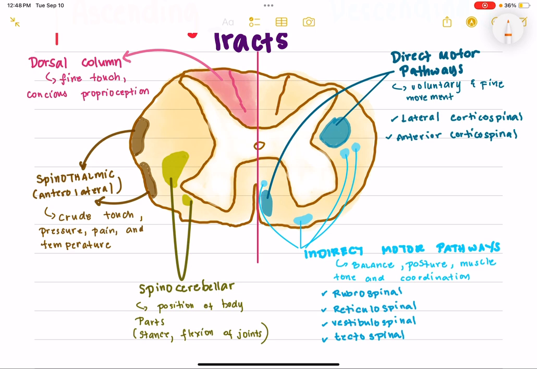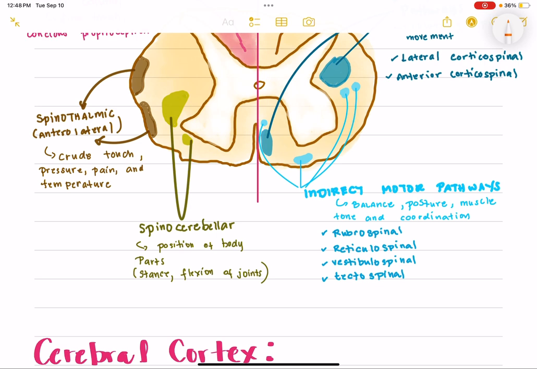Indirect motor pathways are responsible for balance, posture, muscle tone, and coordination, so these are unconscious movements. Under them are the rubrospinal, reticulospinal, vestibulospinal, and tectospinal tracts. The rubrospinal is for movement coordination, the reticulospinal is for posture adjustment, especially during movement, the vestibulospinal is for posture and balance, and the tectospinal is for movement in response to visual reflexes.